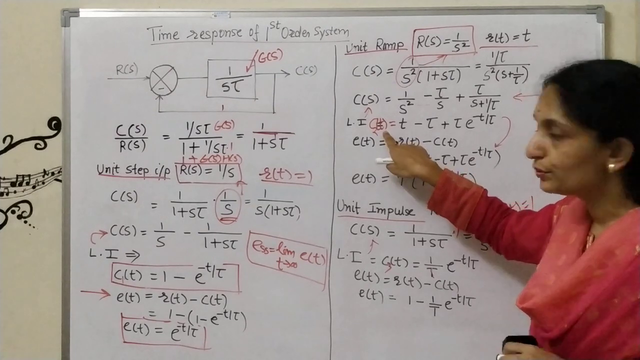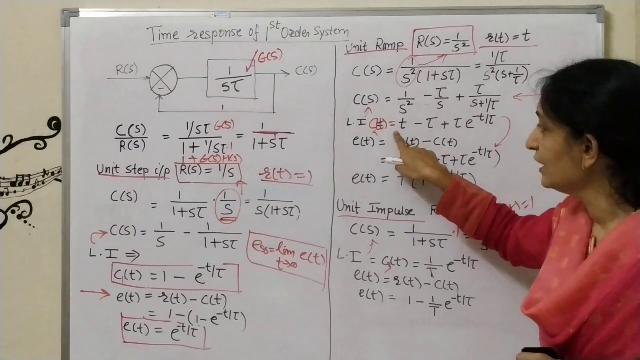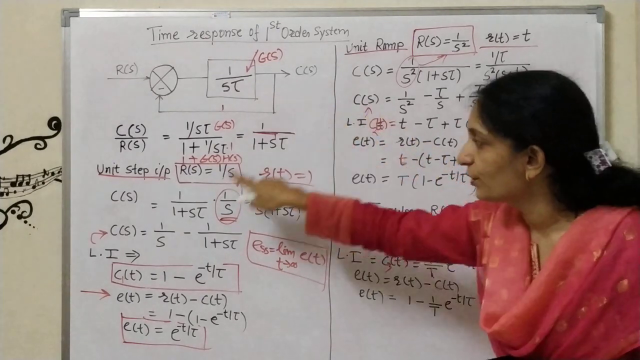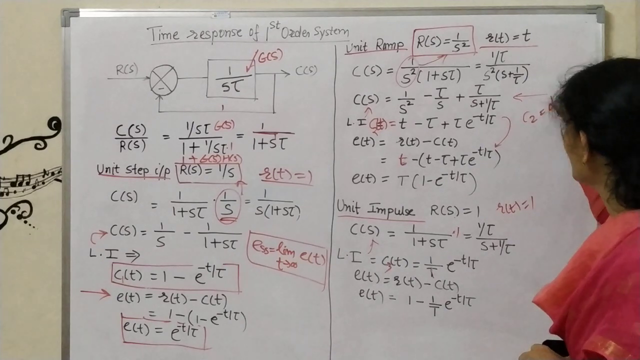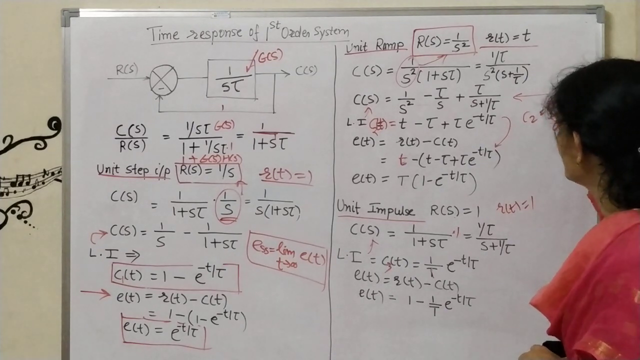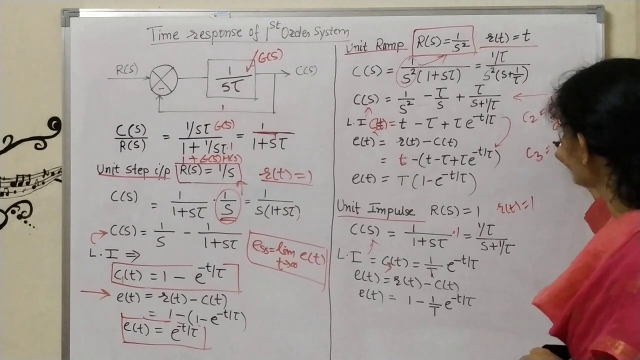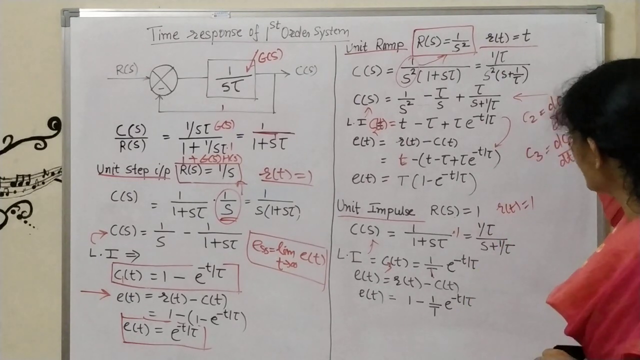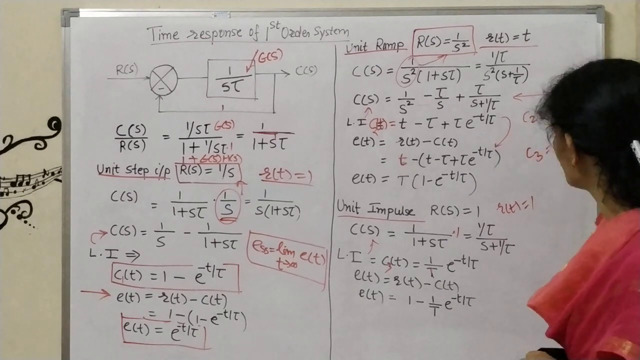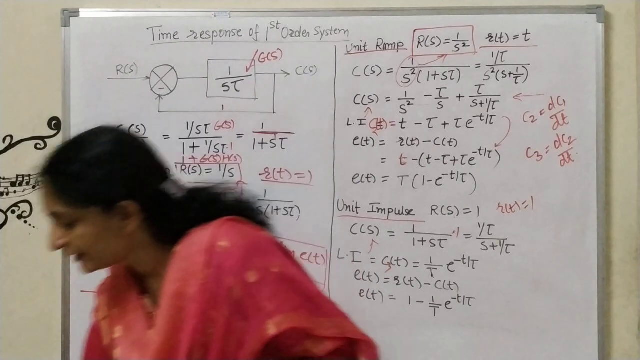So what is that property? See, if I take the derivative of this c1 of t, dc1 by dt, I will get c2. Similarly, I will calculate c3 as the derivative of c2. So if you know C1, you can calculate C2. If you know C2, you can calculate C3. Okay. So that is called the time invariant property.